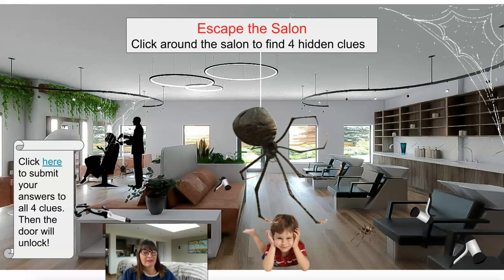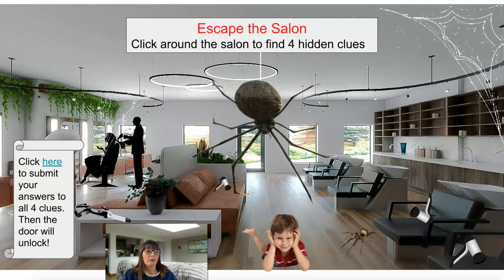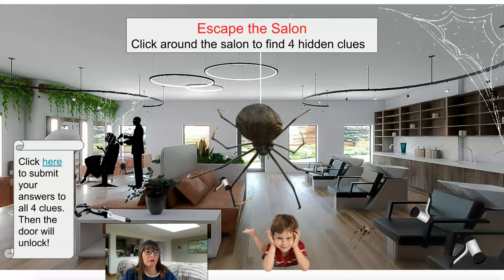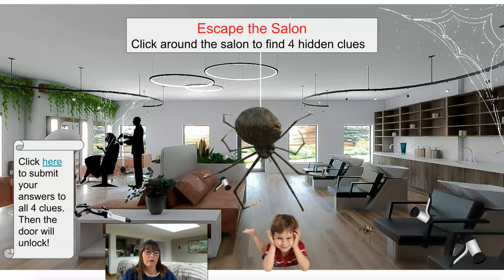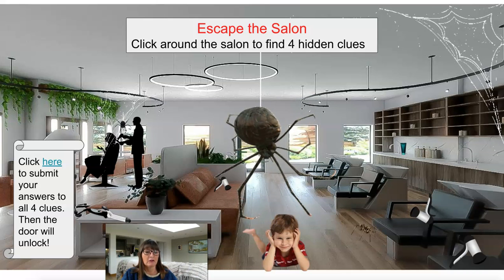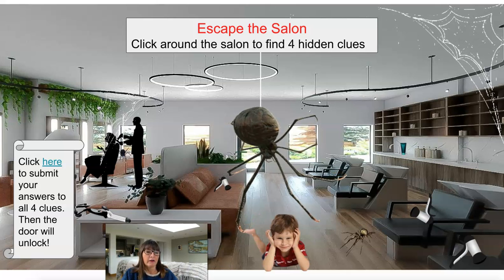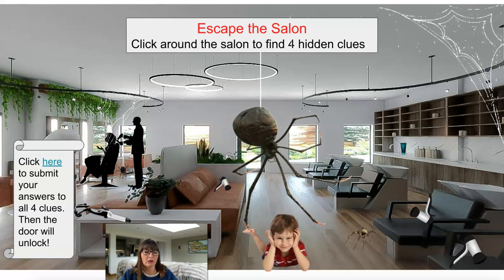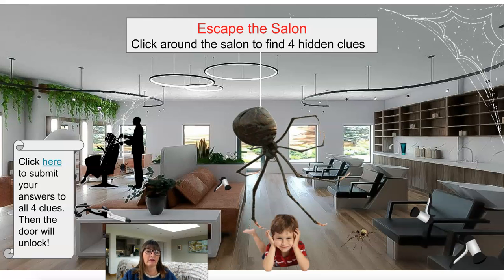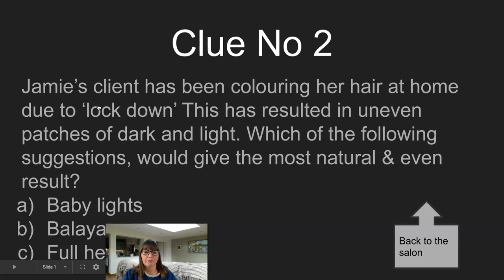Now because this is an escape the room activity, they have to find all of the questions first, and once they've found the questions, then they can input them into a Google form again. However, I've set the form up so that it will not unlock unless they get the questions right. So if we just go through here, here's an example of one of the questions.